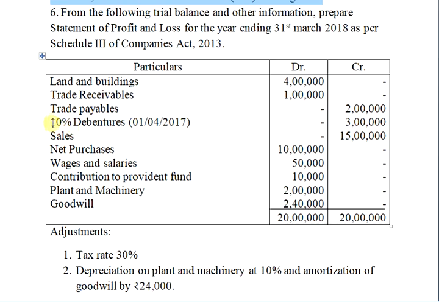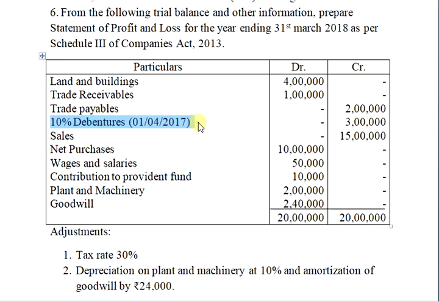See again here, 10% debentures are given on which date? 1/4/2017. So this 10% debentures on 1/4/2017 should be considered to calculate the hidden information. 3 lakhs is given. This hidden information is to calculate which thing? Interest on debentures at 10%. So 3 lakhs into 10%, how much does it become? 30,000. So that will come under the finance cost.